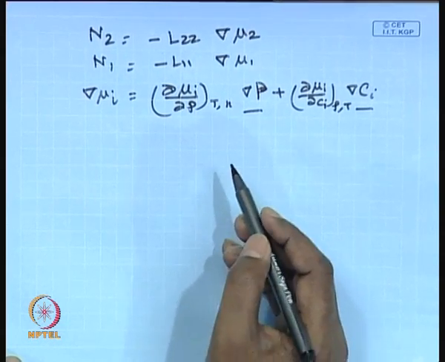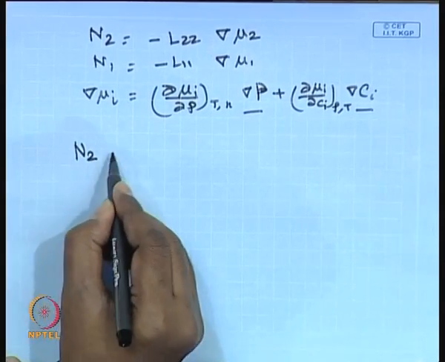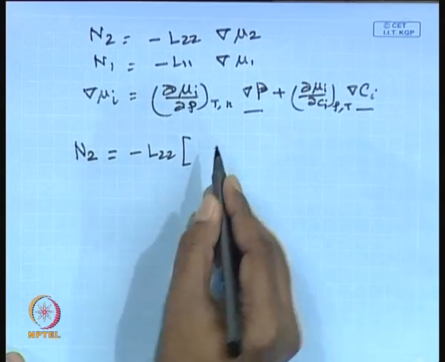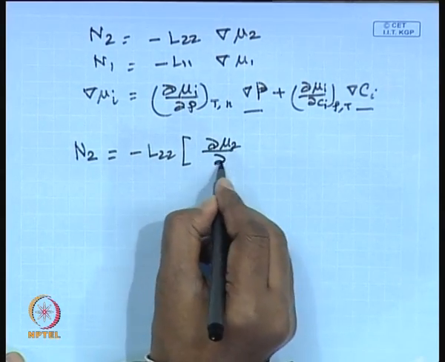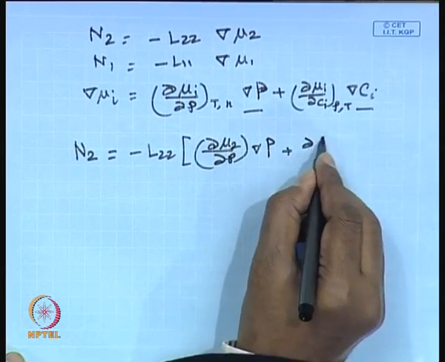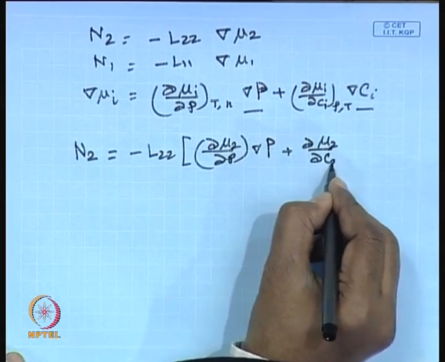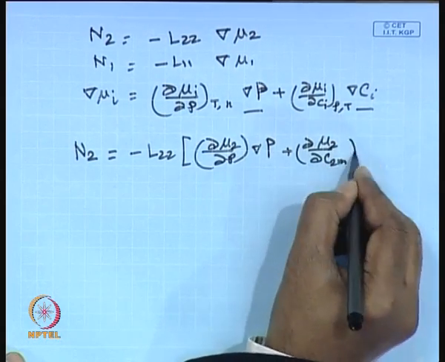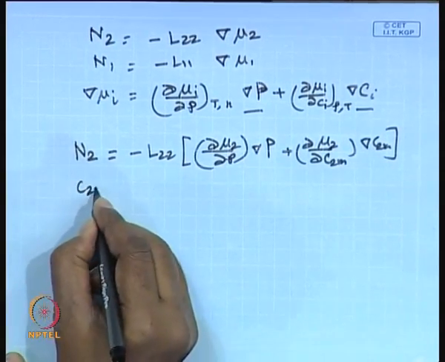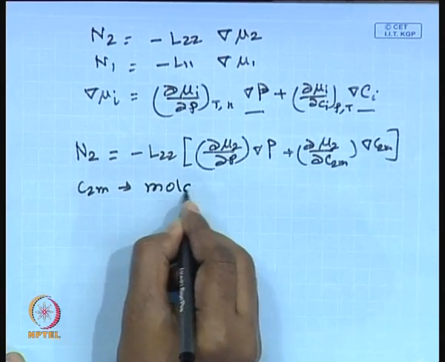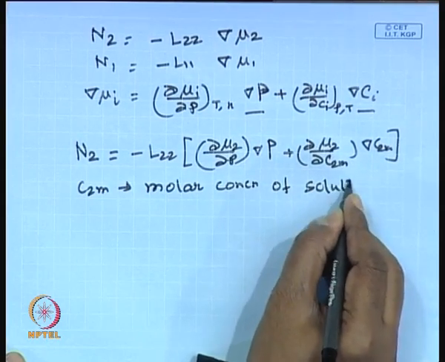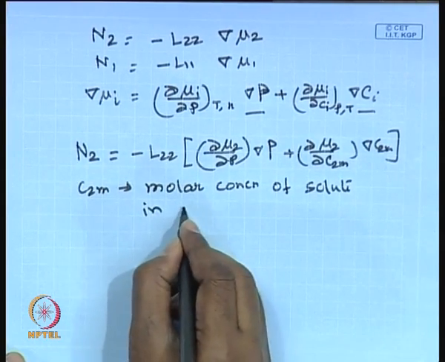Otherwise, there are two main driving forces present: gradient of pressure and gradient of concentration. Now, in terms of this, the solvent flux can be written as minus L22 times del mu 2 del P gradient of P plus del mu 2 del C2m gradient of C2m. Now, what is C2m? C2m is basically the molar concentration of solute in barrier, that means in the membrane phase.